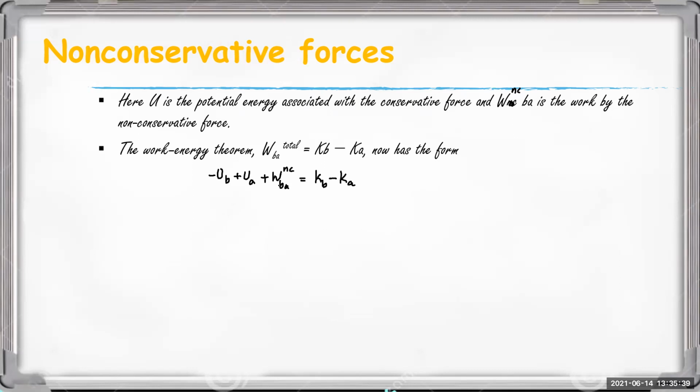When we rearrange this expression, taking the potential energy terms to this side, we get KB plus UB minus KA plus UA, and that is equal to W BA of NC.